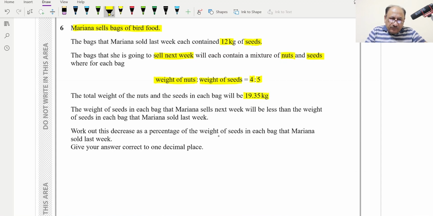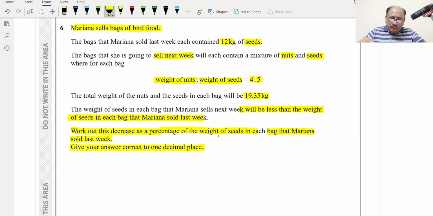So the weight of the seeds in each bag that Mariana sells next week will be less than the weight of seeds in each bag that Mariana sold last week. Work out this decrease as a percentage of the weight of the seeds in each bag that Mariana sold last week. Give your answer correct to one decimal place.